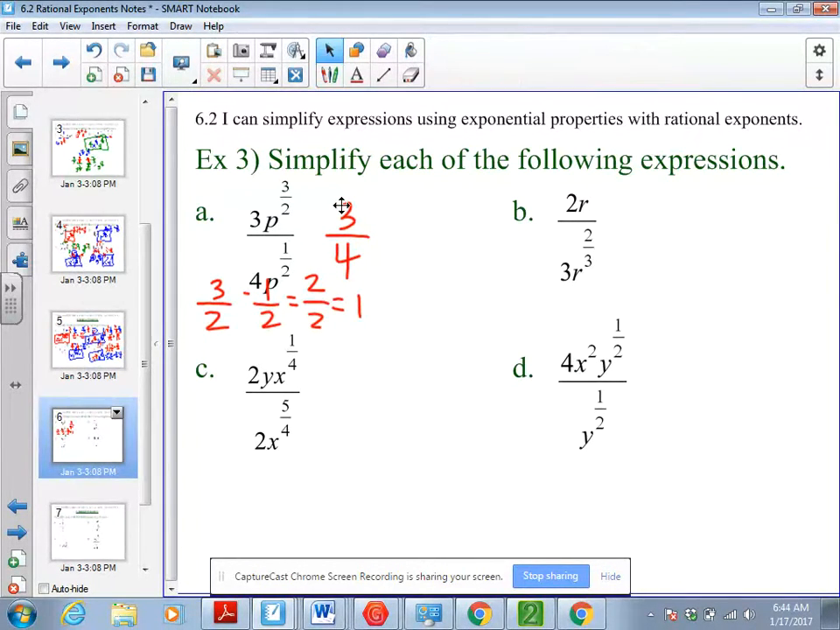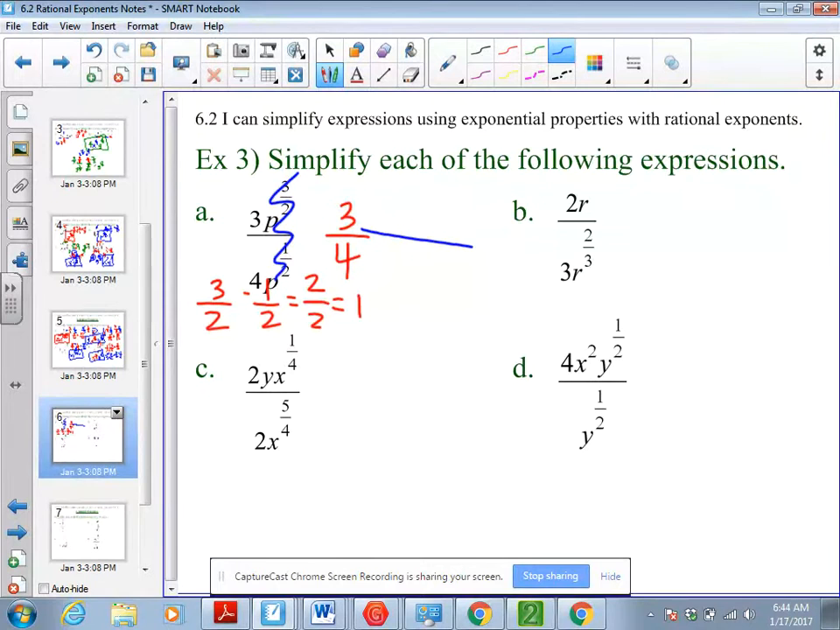So remember, when you apply the quotient rule, your answer automatically goes in your numerator. So this is going to become 3p to the first, which we could just write as 3p over 4. That does not simplify any further, so we are done there.